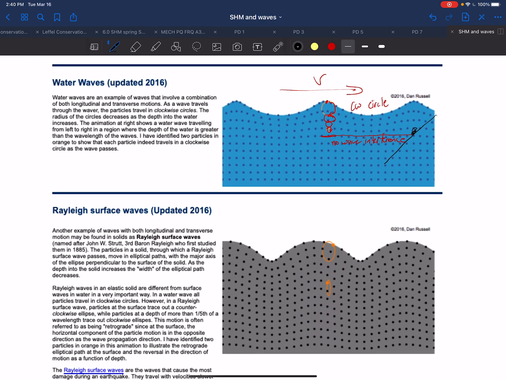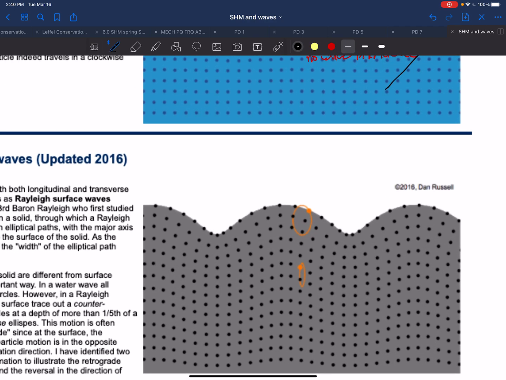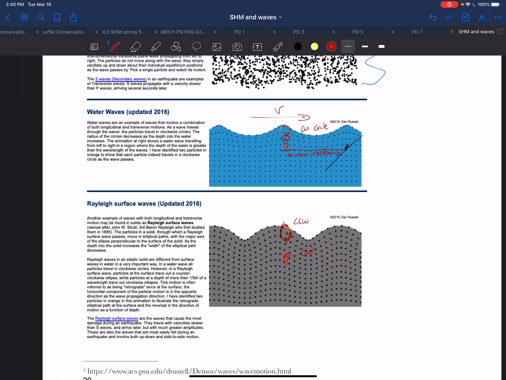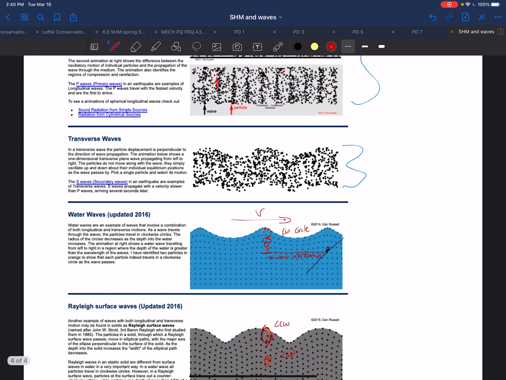Another kind of wave is a Rayleigh surface wave, and we would look there for a similar thing, except it's not circles, it's ellipses. And the direction is counterclockwise at the surface, and deep down it is clockwise. And so they're going in different directions. Counterclockwise, and then deep down clockwise. So again, you're going to get to see some animations and have those videos explained for you.